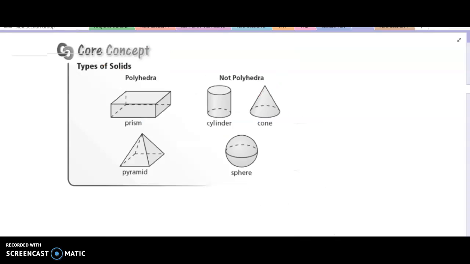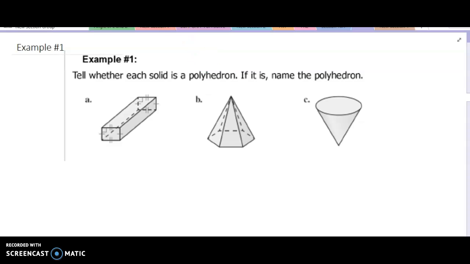All right, guys, so here's just kind of a visual of the vocab we talked about. Now, these come in all different shapes and sizes with different bases, but this is just a general idea. All right, so let's look at example 1. It says, tell whether each solid is a polyhedron. If it is, name it.